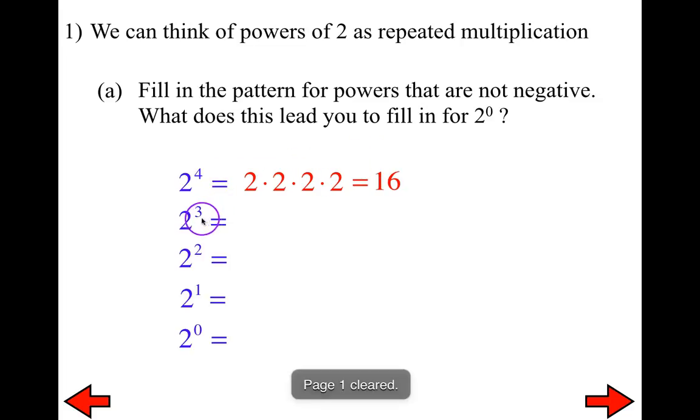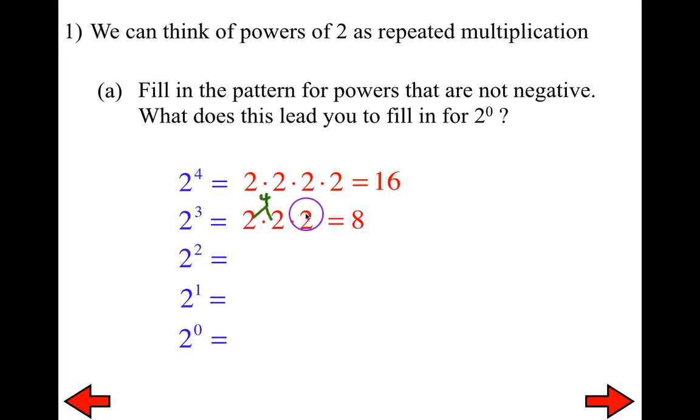Okay, so let's try the next one. What does 2 cubed mean? It means 2 times 2 times 2. It's repeated 3 times. 2 times 2 is 4, times 2 is 8. Okay, what does 2 squared mean? It means 2 times 2, so 2 times 2 is 4. What about 2 to the 1st power? Well, that's just 2 repeated once, so that's going to equal 2.